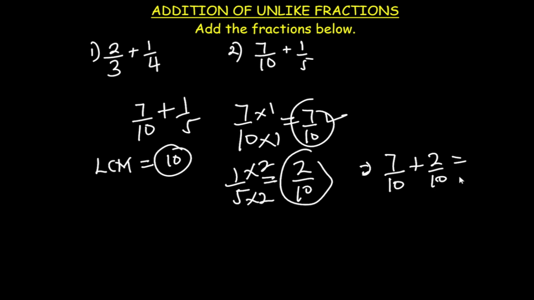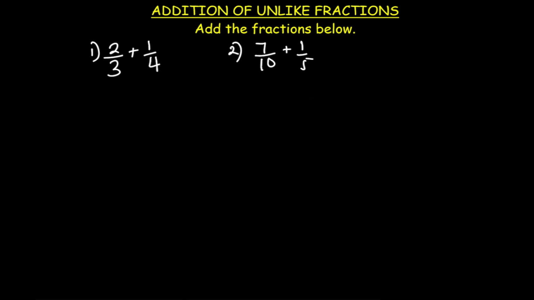Now over here, the 10 and 10 are the same, so I can just choose one, and then 7 plus 2 gives me 9. Final answer is 9 over 10. Now what if we don't know the LCM? How can we get the answer?